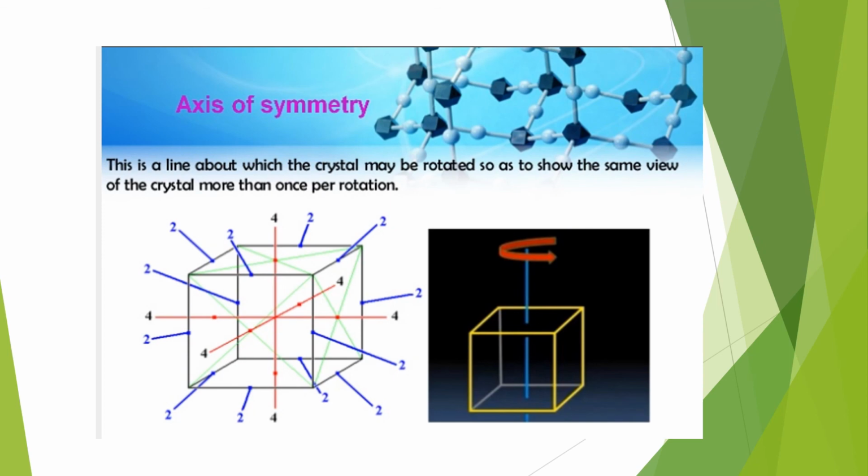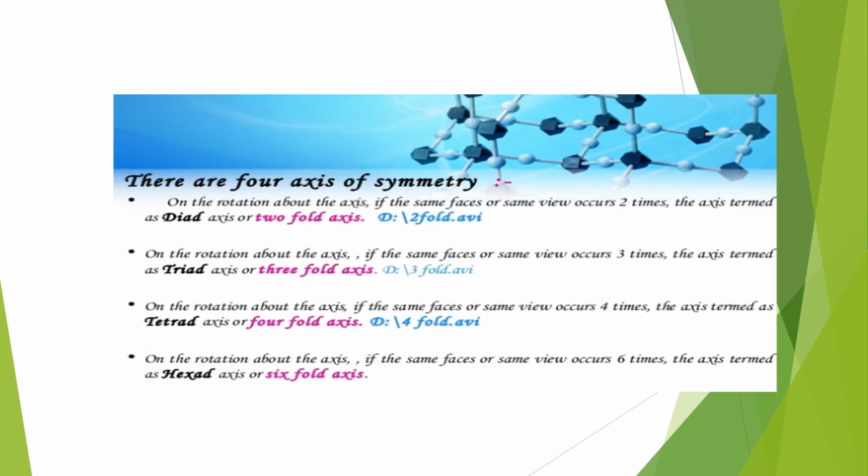Axis of symmetry. Axis of symmetry is actually a line about which the crystal may be rotated so as to show the same view of the crystal more than once per rotation. If we rotate about this axis, the same view is shown more than one time. There are 4 axes of symmetry.